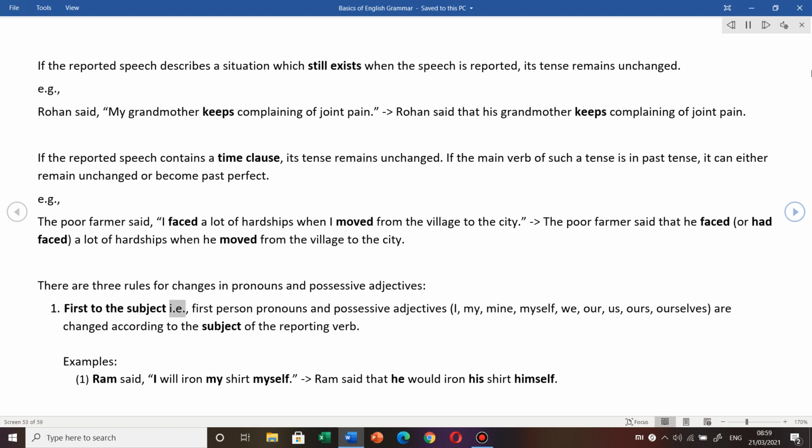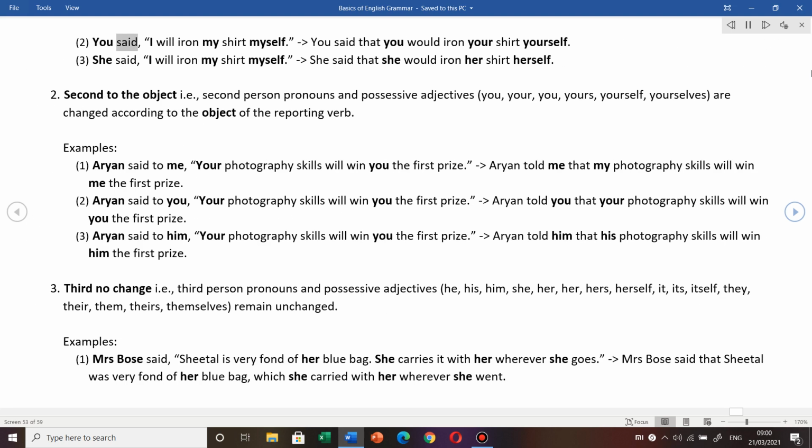First, the subject I: first person pronouns and possessive adjectives, I, my, mine, myself, we, our, us, ours, ourselves, are changed according to the subject of the reporting verb. Examples. Ram said, "I will iron my shirt myself." Ram said that he would iron his shirt himself. You said, "I will iron my shirt myself." You said that you would iron your shirt yourself. She said, "I will iron my shirt myself." She said that she would iron her shirt herself.